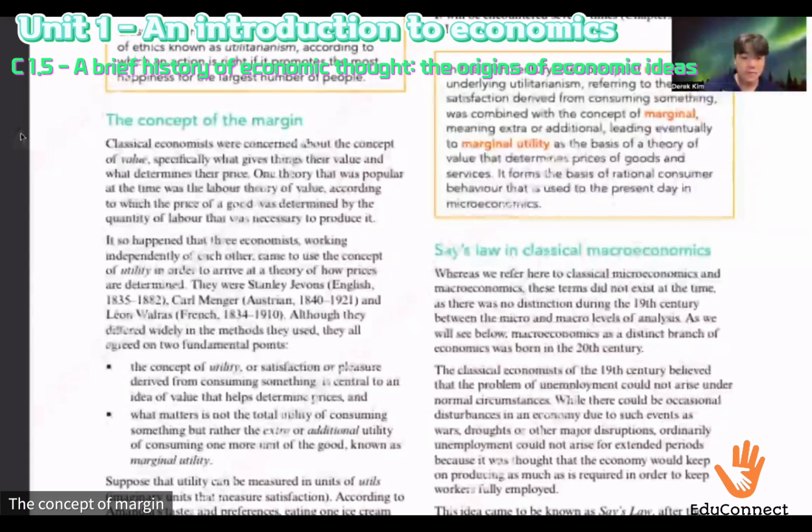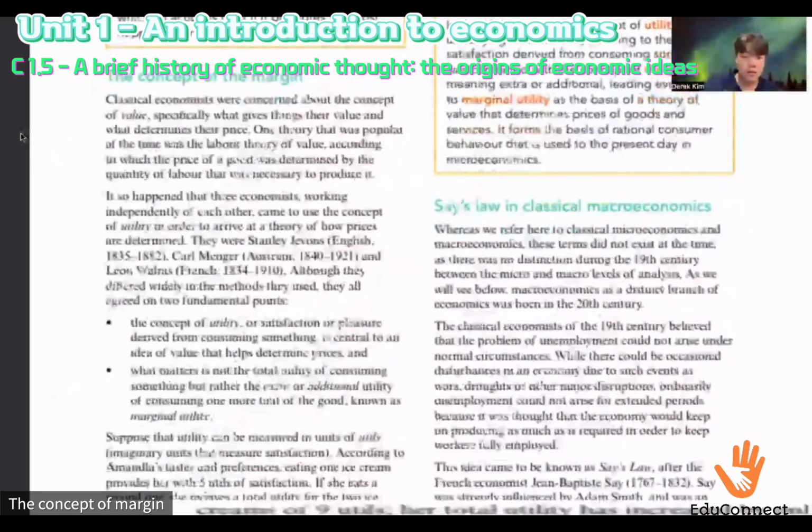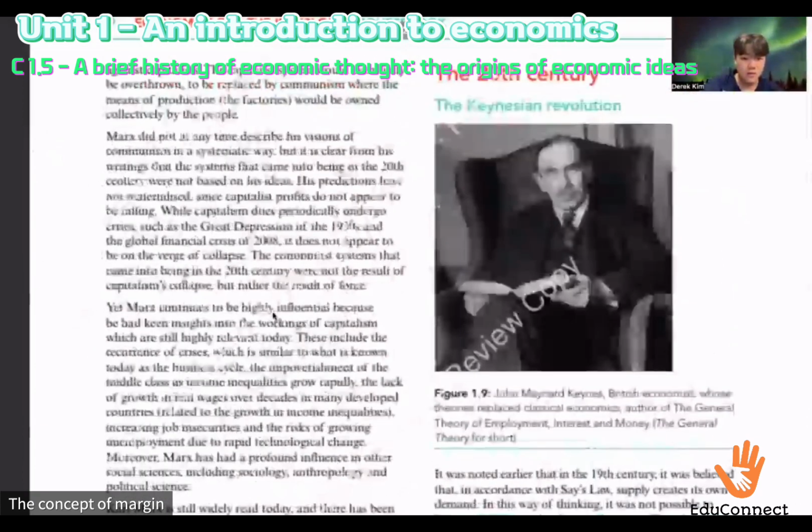It so happened that three economists working independently of each other came to use the concept of utility in order to arrive at a theory of how prices are determined. They were Stanley Jevons, Carl Menger, and Leon Walras. Although they differed widely in the methods they used, they all agreed on two fundamental points. This is very important. Please note this down.